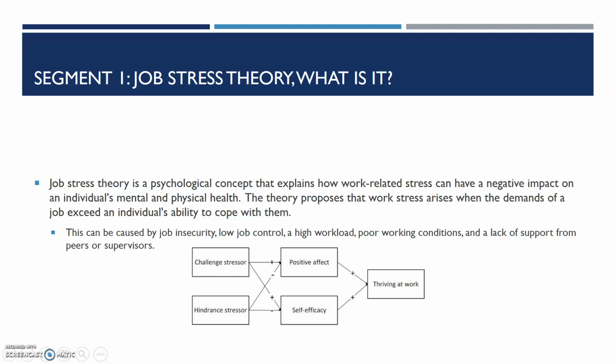So segment one, job stress theory, what is it? Job stress theory is a psychological concept that explains how work-related stress can have a negative impact on an individual's mental and physical health. The theory proposes that work stress arises when the demands of a job exceed an individual's ability to cope with them. This can be caused by job insecurity, low job control, a high workload, poor working conditions, and a lack of support from peers or supervisors.